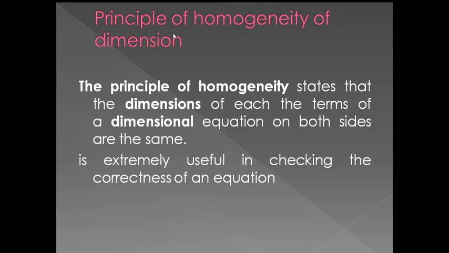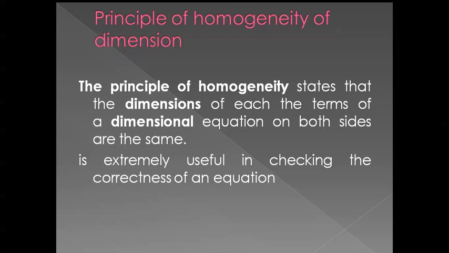Okay. Principle of homogeneity of dimension. The principle of homogeneity of dimension states that the dimensions of each of the terms of a dimensional equation on both sides are the same. It is extremely useful in checking the correctness of a given equation.